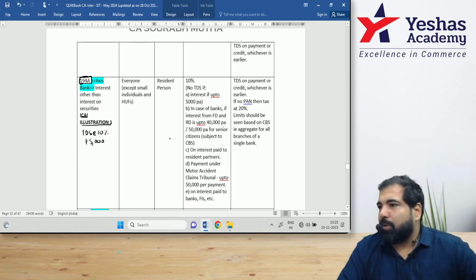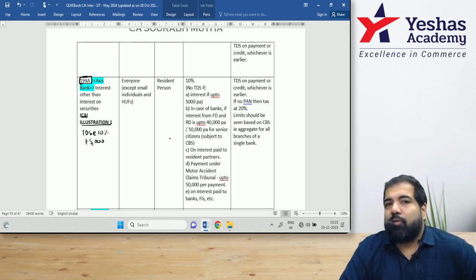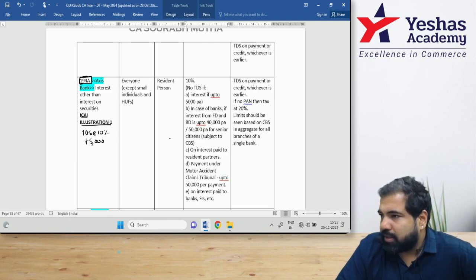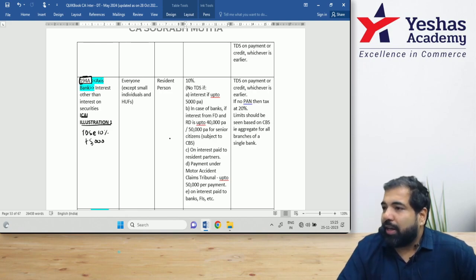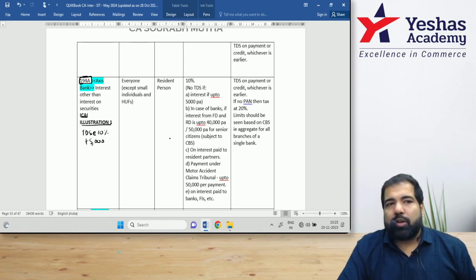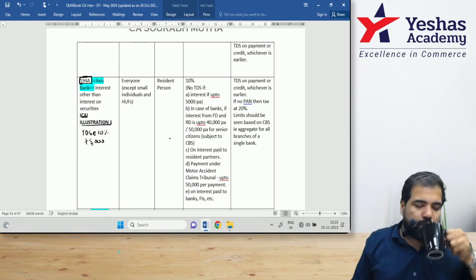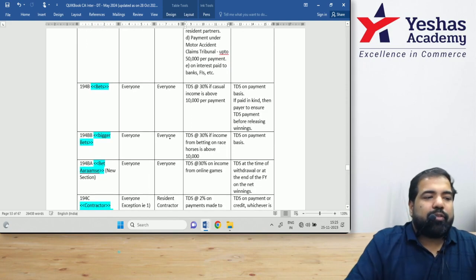Also, here there are some people other than banks who pay interest, like your friends can pay you interest, a company can pay you interest. So, some exceptions. When 140 crore Indians pay interest to banks, service fee, we don't deduct any TDS. Next, guys, if your friend pays, small individual, no TDS. Guys, partnership firm paying to resident partners, no TDS. And motor accident claim tribunal paying up to how much? 50,000, no TDS.